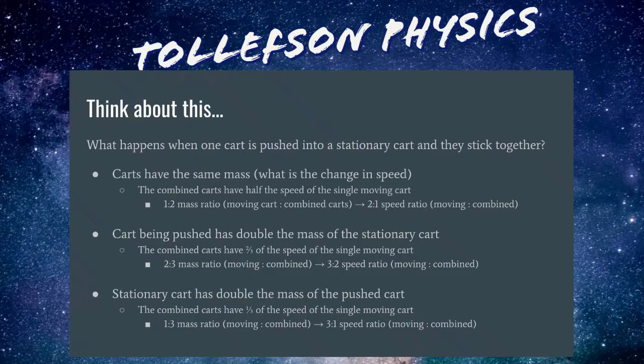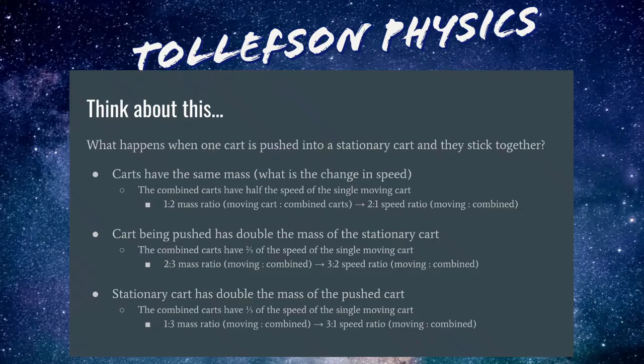Now, what about if you take the more massive cart and have it as 2 mass units and it collides into 1 mass unit? Well, the combined is going to be 3 mass units. So it's a 2-to-3 mass ratio before and after. But the speed ratio is it's going to be going fast and then it's going to slow down. So it's going to be a 3-to-2 speed ratio. So if the cart by itself is going 1.5 meters per second, when they come together, they'll be going at 1 meter per second.